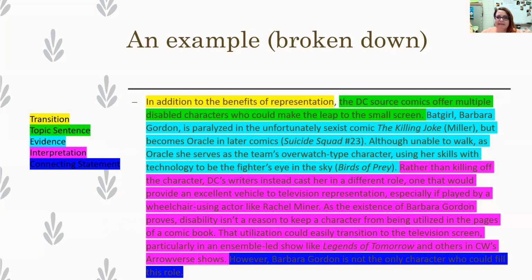In the last sentence, where I say Barbara Gordon is not the only character who could fill this role, that suggests that in my next paragraph, I'm going to talk about more characters with disabilities. So in this situation, this is one of my subtopics, but it's going to be multiple paragraphs. So that's the importance of the connecting statement and the transition: it lets your readers know I'm still on this subtopic, but here are examples within this subtopic, or I'm done with this subtopic and I'm moving to the next. I hope that makes sense.